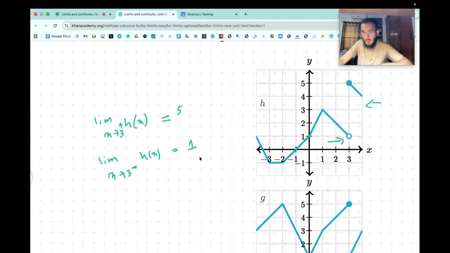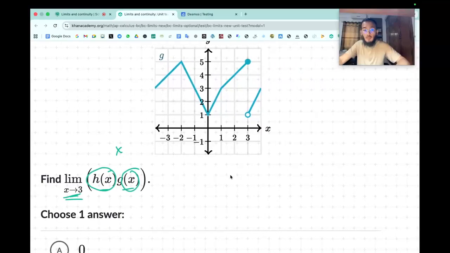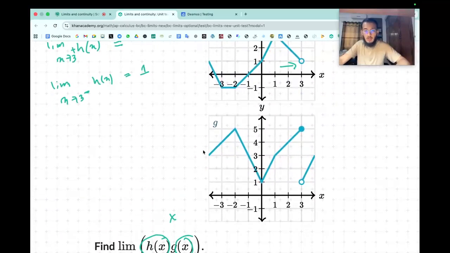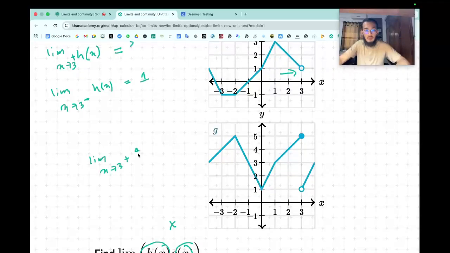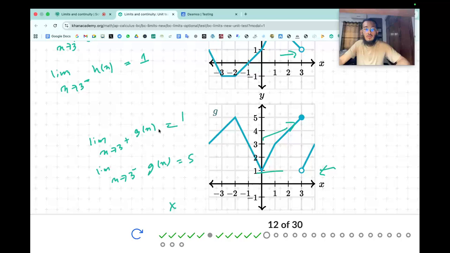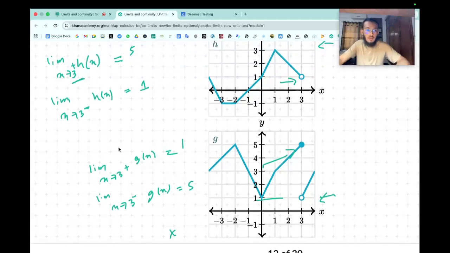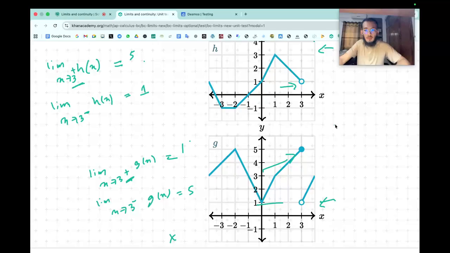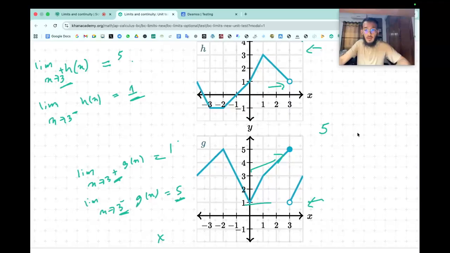So the limit of h doesn't exist, but that doesn't stop us from attempting a different method. For g(x) as x tends to 3 from the positive side, and the limit as x tends to 3 from the negative side. From the positive side we have a value of 1, and from the negative side we have a value of 5. Then if you consider only the positive side, 5 times 1 is 5, and the negative side, 5 times 5 is also 5.